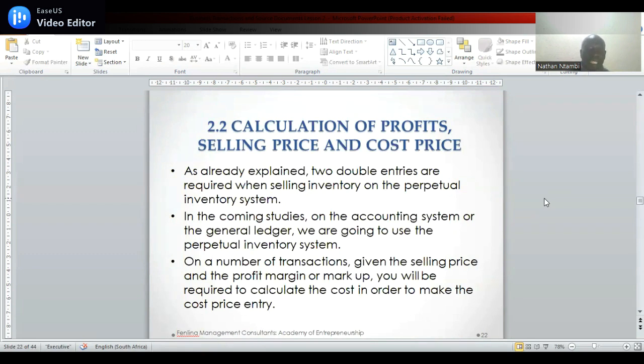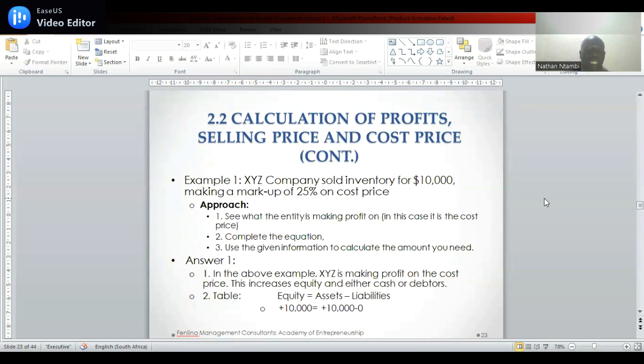In the coming studies on the accounting system or general ledger, we are going to be using the perpetual inventory system. On a number of transactions, given the selling price and the profit margin or markup, you will be required to calculate the cost in order to make the cost price entry. Example, XYZ company sold inventory for 10,000, a markup of 25% on cost price. This should be the approach in all questions.